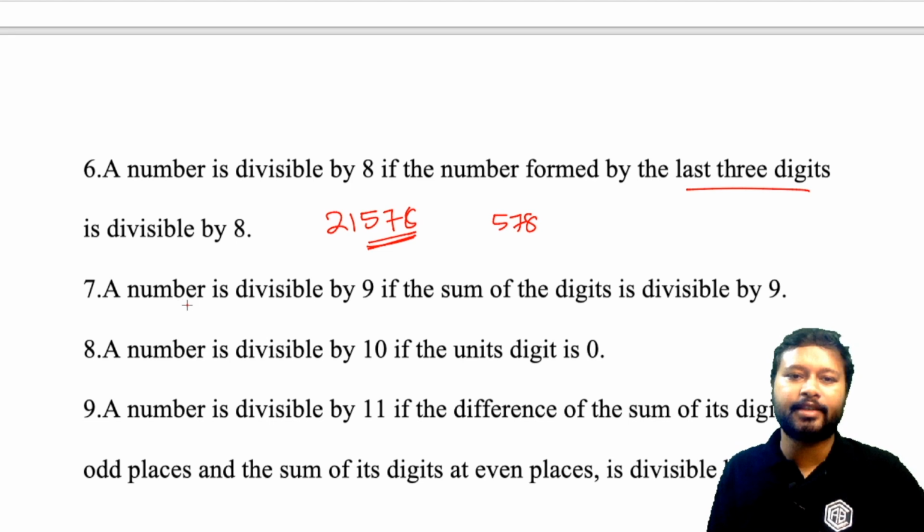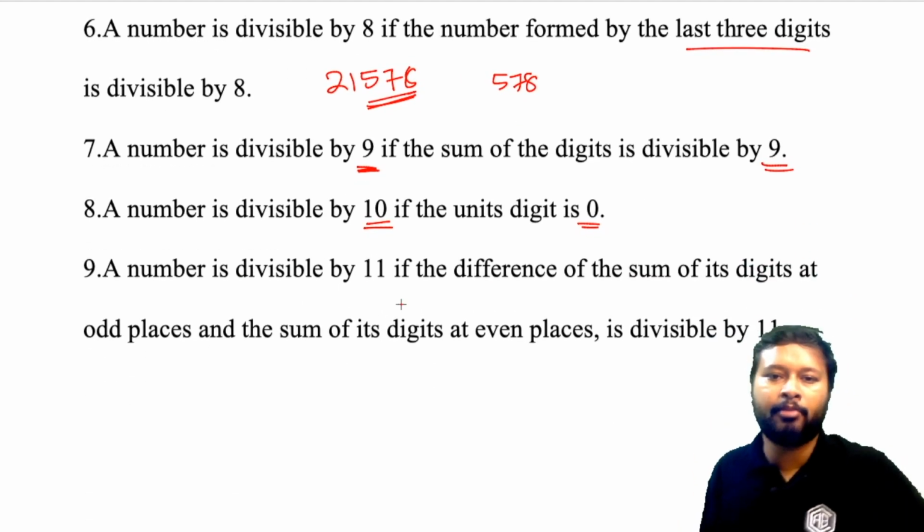Okay, the next is if a number is divisible by 9 or not. So if the sum of the digits is divisible by 9, then it will be divisible by 9. Same rule as of 3. Next, if a number is divisible by 10 or not. So the last unit should be 0. So it should end with 0.